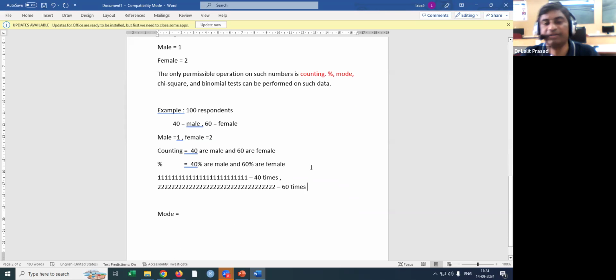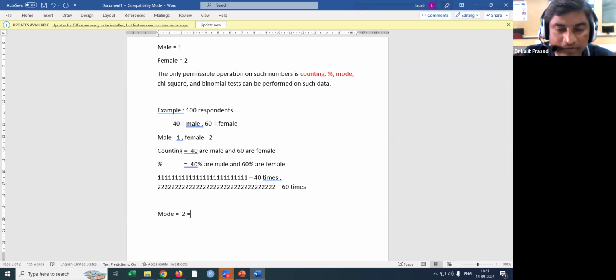So what is the definition of mode? The number which is occurring most of the time. So in our Excel sheet, 1 will come how many times? 40 times. 2 will come how many times? 60 times. So which number is occurring most of the time? Please let me know. 2. So our mode is equal to 2.